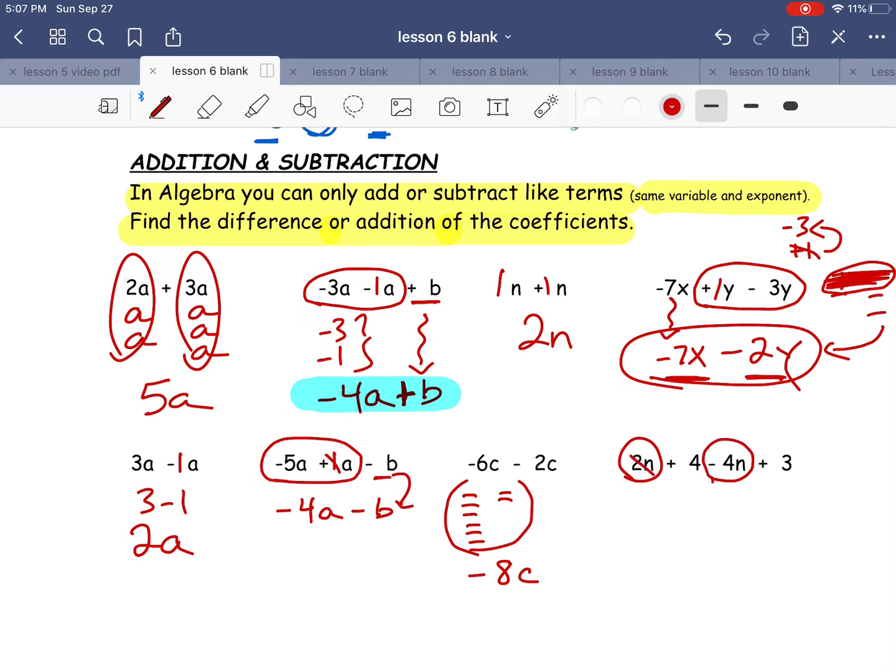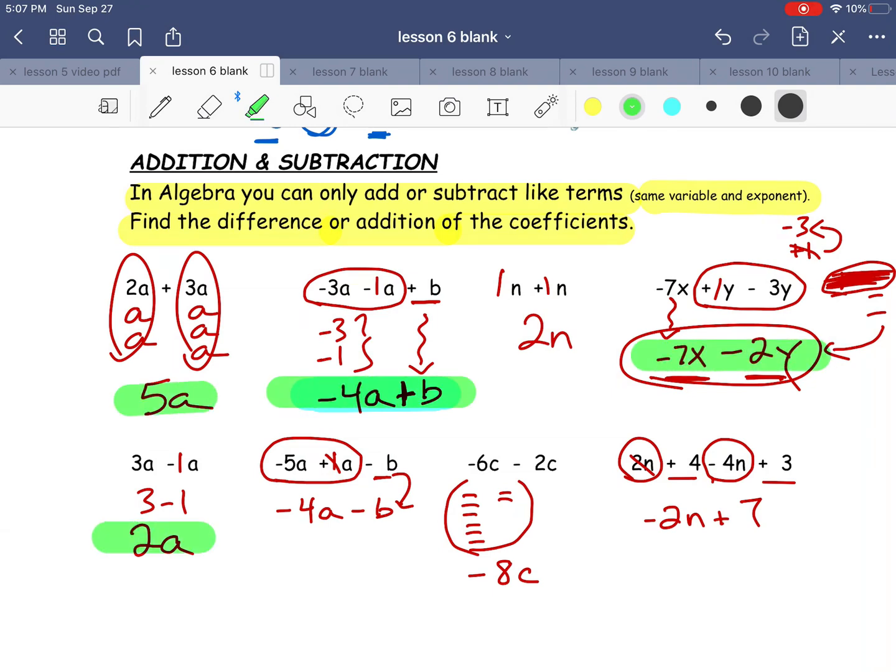Next one here, I have 2n and negative 4. So take the 2 out of the 4, you're left with 2 negatives. N plus 4 plus 3, back to kindergarten. I have a little plus 7 at the end. I know it's weird, but these are your final answers. You cannot go any further than what I've just highlighted in green.